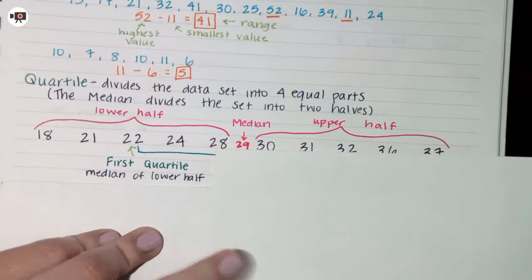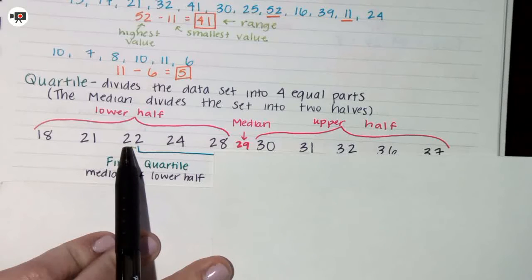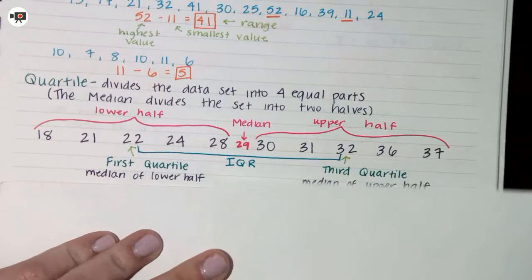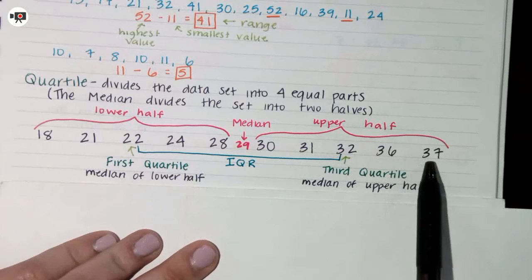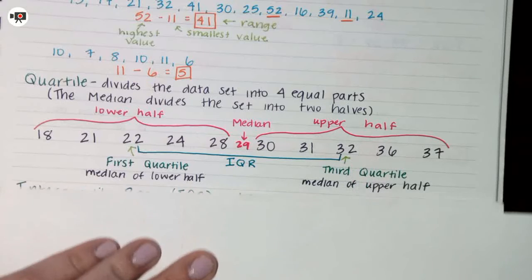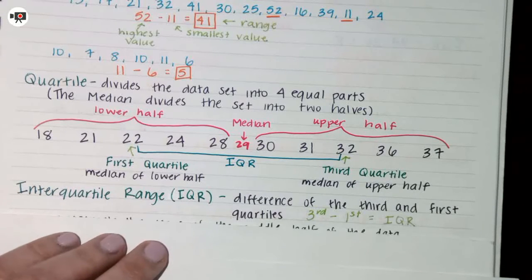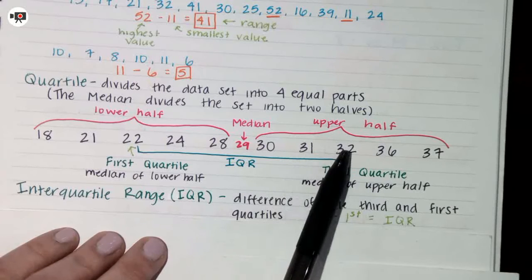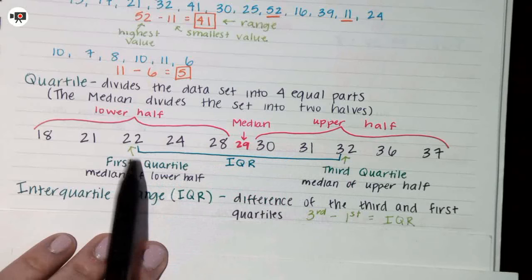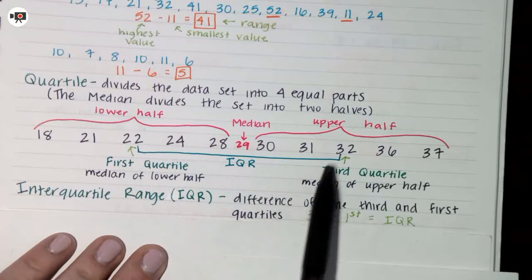The median of the lower half is called the first quartile, and here that is 22. The median of the upper half is called the third quartile. That is 32. Then we have something called the interquartile range, and that is the difference of the third and first quartiles. So you do third quartile minus first quartile, and that equals the interquartile range.